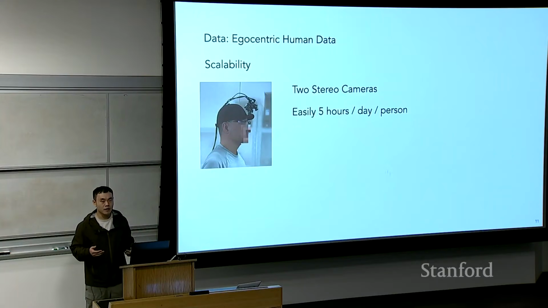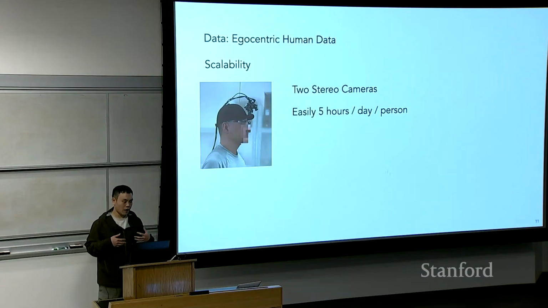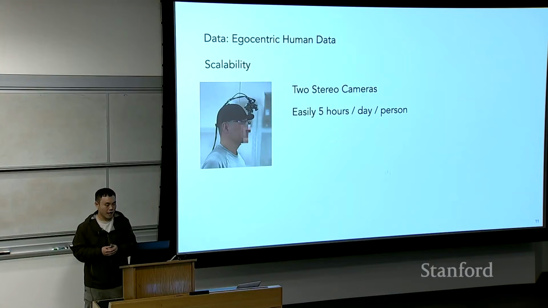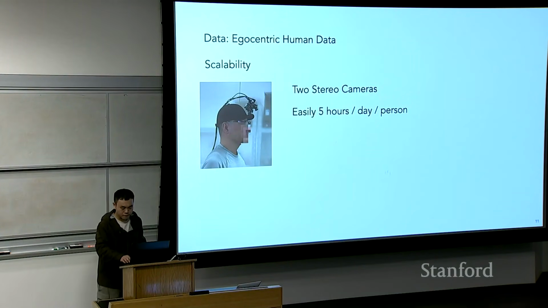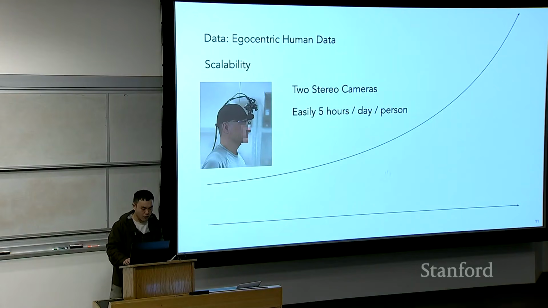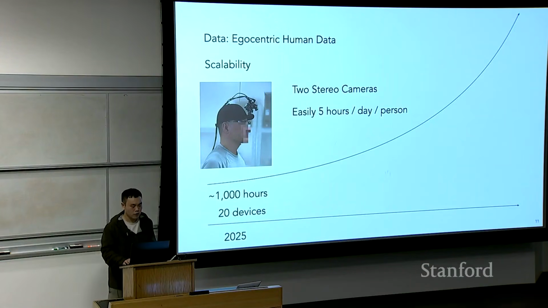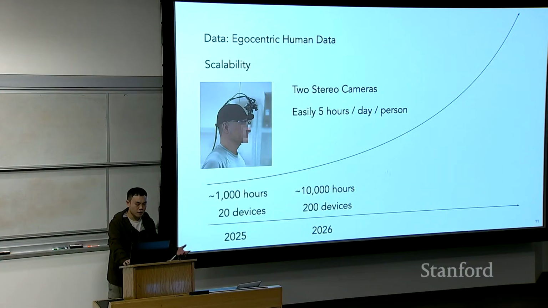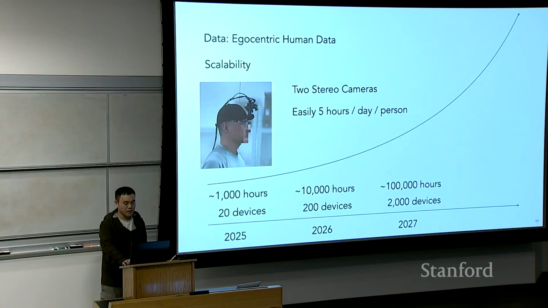As long as a person is performing their task and we put on this cap, we can capture their daily manipulation work. Right now we have already collected over 1,000 hours of data using roughly 20 devices. And moving forward, this year we are targeting 10,000 hours of data. And of course, in the future, we will keep increasing the scale of the data.